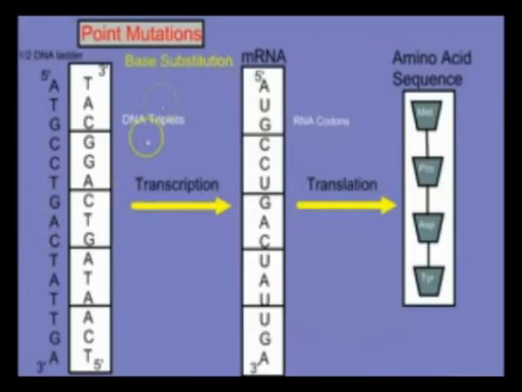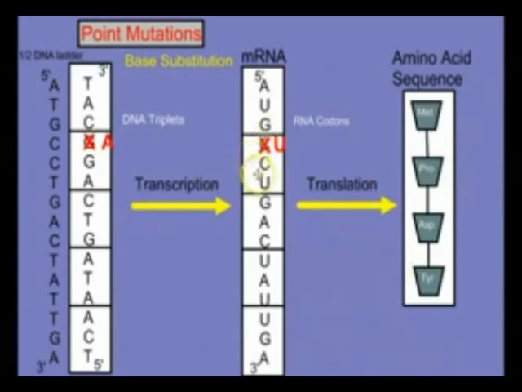If you look at this DNA ladder, and then we have the mRNA strand after transcription, and then the codons are translated into amino acids. So if I substitute this guanine for, let's say, adenine, when I transcribe that into mRNA, that becomes a U. So what does that mean for the amino acid?